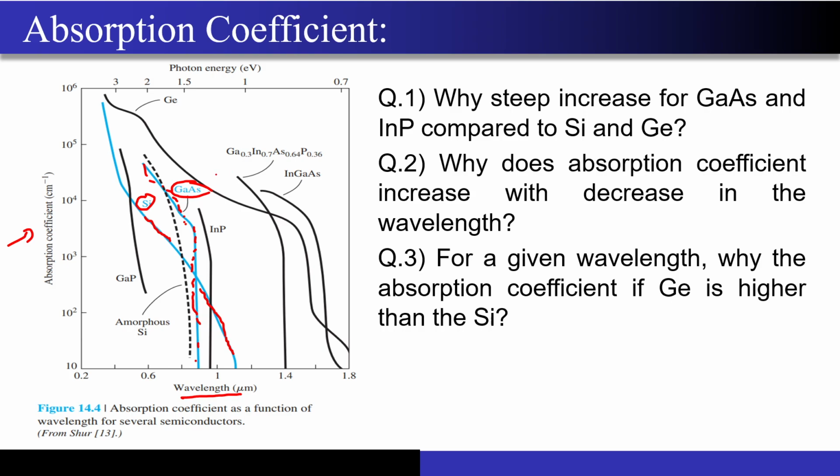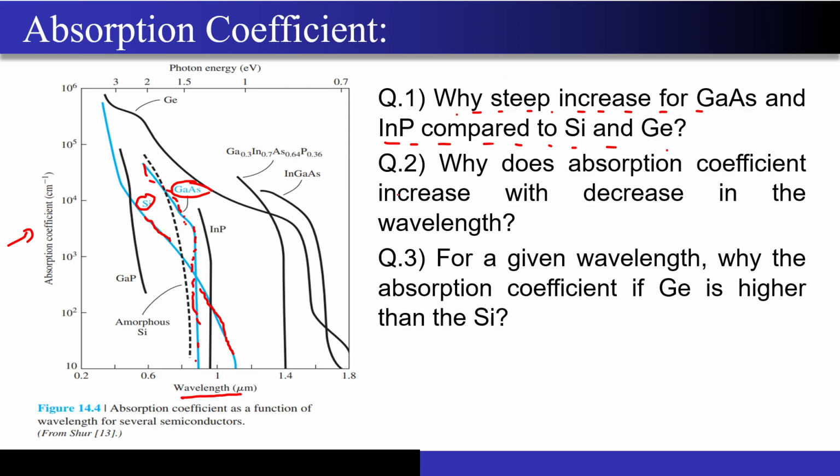For the direct band gap, the absorption coefficient will increase very steeply. Now this is the first question that I had asked, why the steep increase for the gallium arsenide and indium phosphide compared to silicon and germanium. The reason is very clear, because of the direct band gap semiconductor material nature.